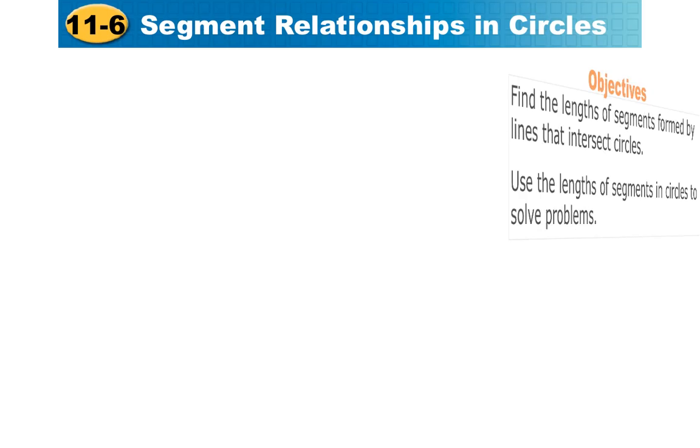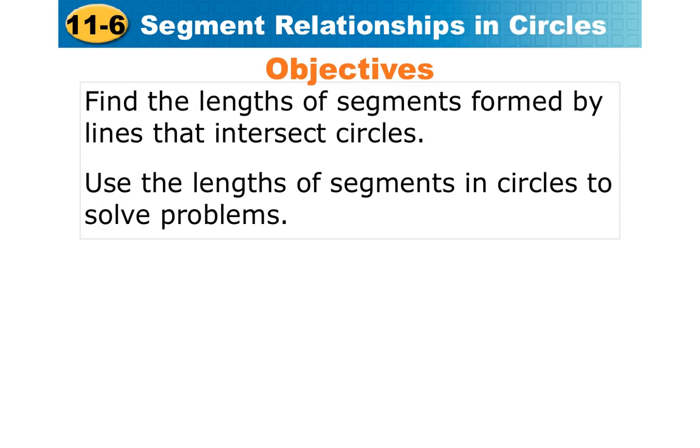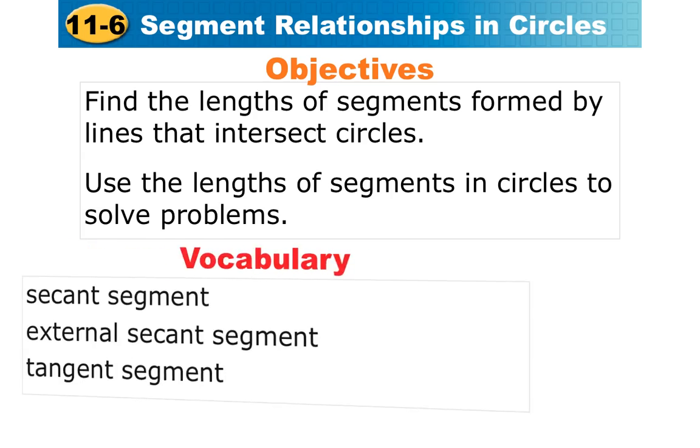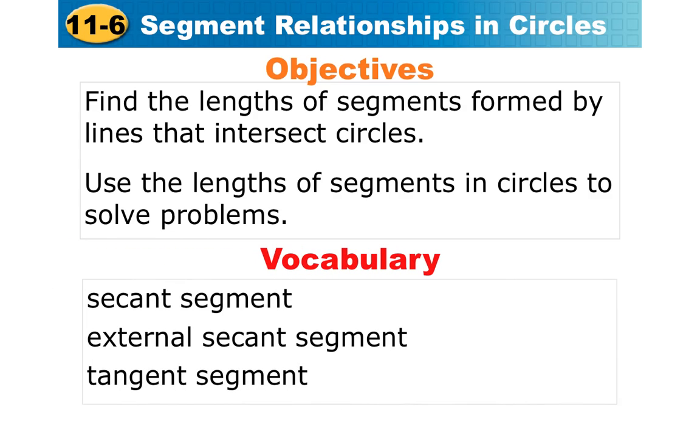This is section 11.6. Title is Segment Relationships in Circles. These are the objectives. Find the lengths of segments formed by lines that intersect circles. The second one is use the lengths of segments in circles to solve problems. Vocabulary that you're going to be responsible for: secant segment, external secant segment, and tangent segment. You're familiar with secant lines and tangent lines, so it's related to what you know.